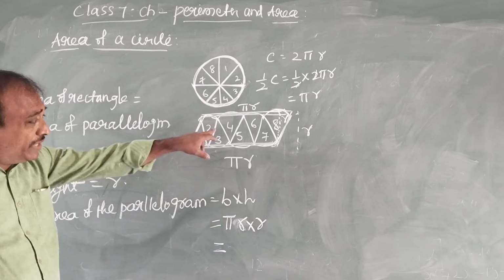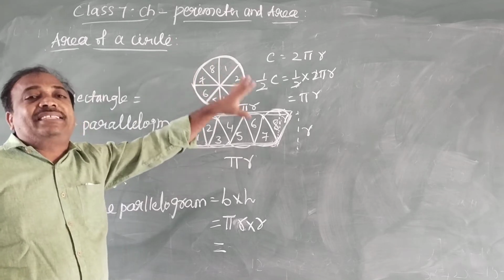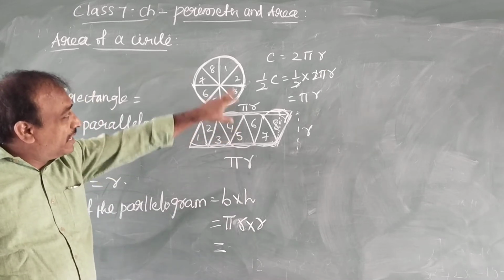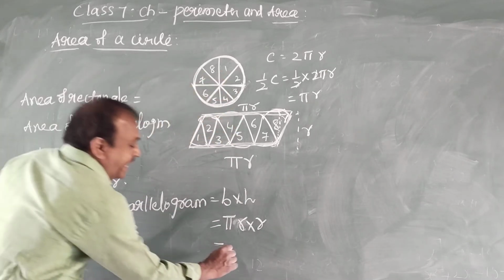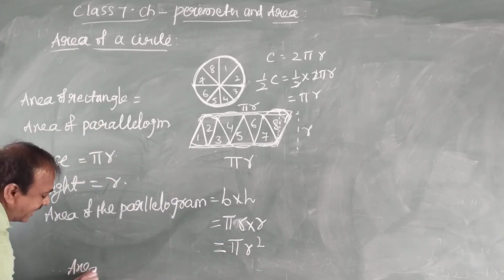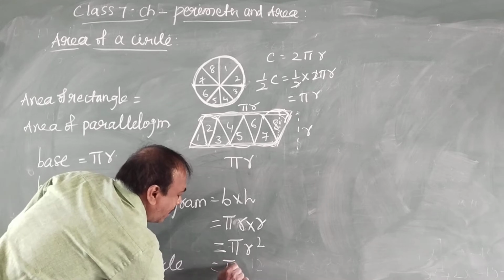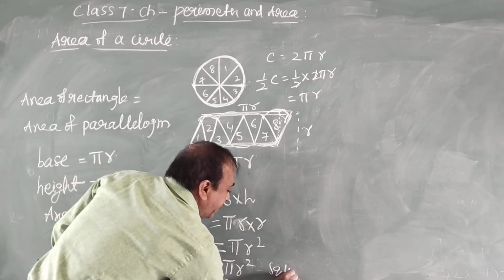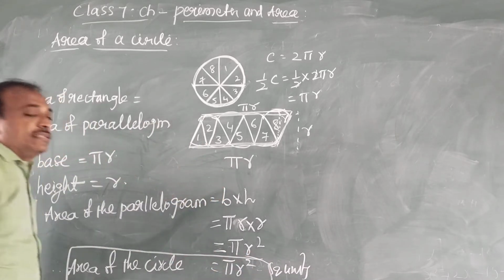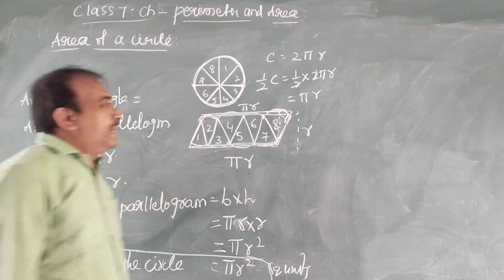But from which shape did we get this? The circular region we cut as sectors and pasted like this, and I have got the shape as a parallelogram. So the area of this parallelogram is equal to the area of this circle. So pi r into r, pi r square. Therefore, area of the circle is equal to pi r square units. So this is the area of the circle. I hope you understood the area of the circle.